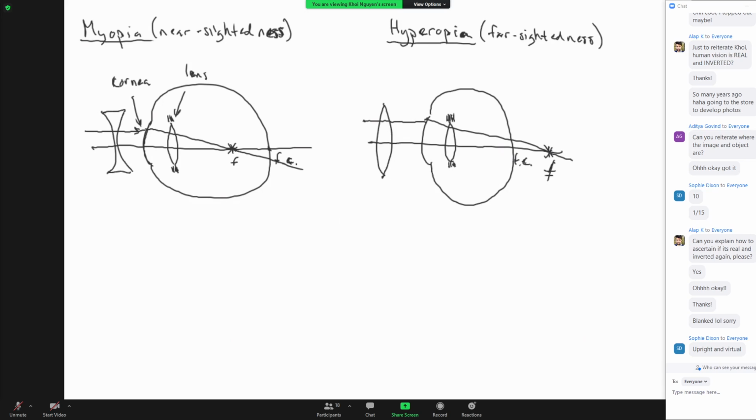But parallel rays get focused way too far in front. So to correct for myopia, you always have to wear a divergent lens. For correcting hyperopia, you have to wear a more convergent lens to pull that focal length up close, to refract or bend your light rays more to get it to focus earlier.